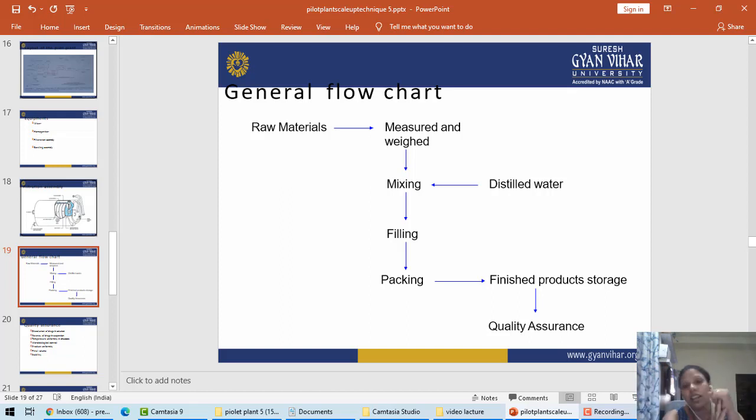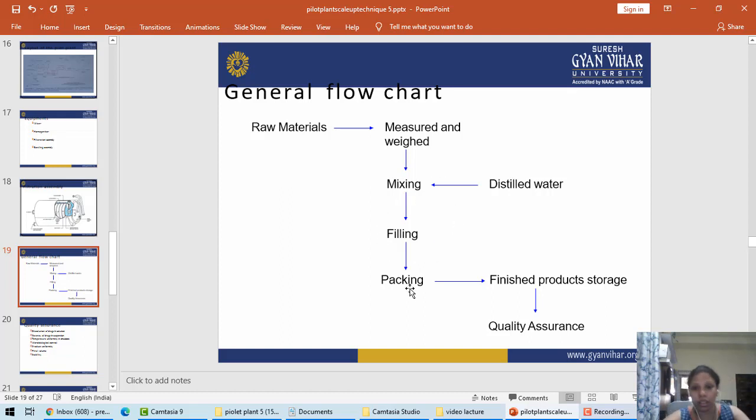Okay, so mixing, then distilled water we have to mix, and then the filling is there. After the filling, the packaging is there. Actually, it is not filling. Before filling, there is filtering. One step is missing here, so please note down that after the mixing there is filtering. After the filtration there is filling, then packaging.